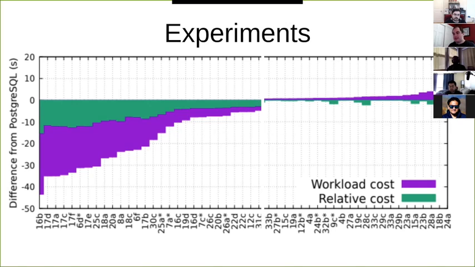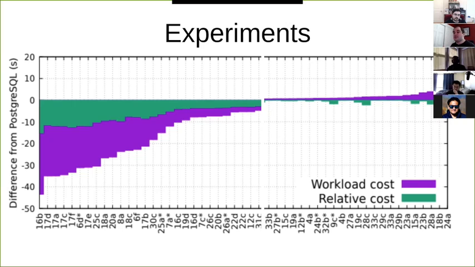The x-axis is interesting if you're familiar with the join order benchmark, but if you're not, you can essentially ignore it. What this is showing is that when we use the workload cost, we can get huge gains on some queries. For query 16b, the very first query on the far left, we can beat Postgres by almost 45 seconds. That's huge. That's awesome, right? But using the workload cost in the worst case, 24a, the far right side of the x-axis, we're actually doing worse than Postgres by almost 11 seconds.